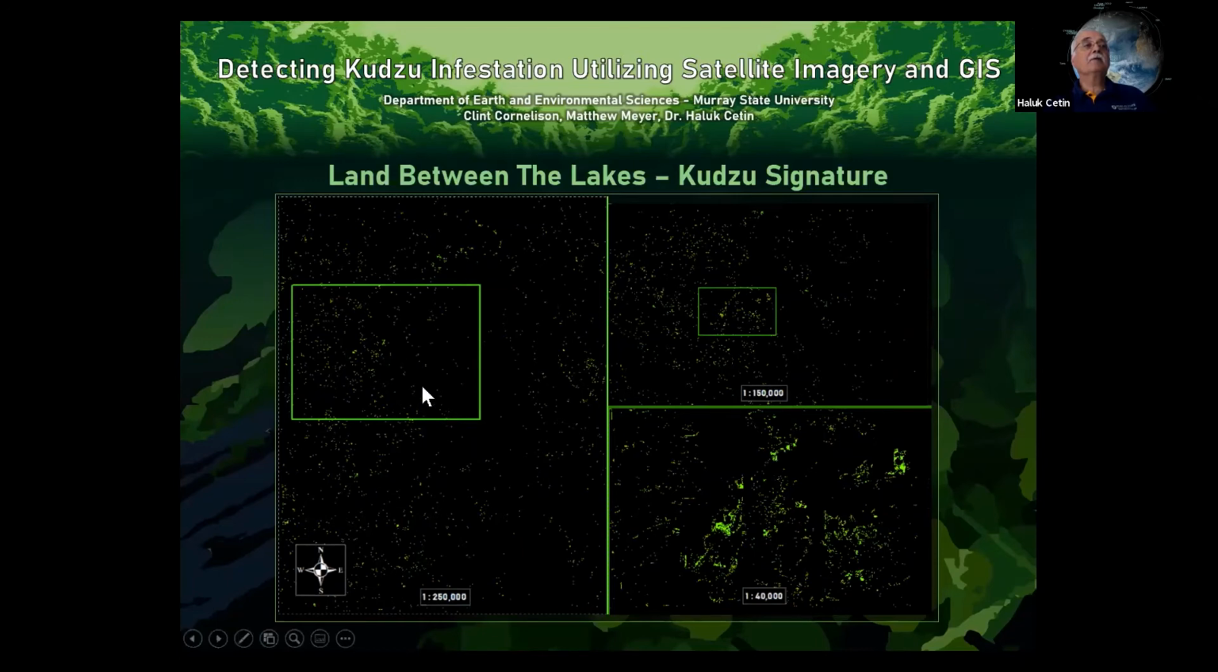Location-wise, this is the Kentucky Lake area, Land Between the Lakes, though the label might be a little bit misleading. These are different scales, so we are focusing on this area here, and then a much smaller area here. And these are the Kudzu locations that we managed to extract.